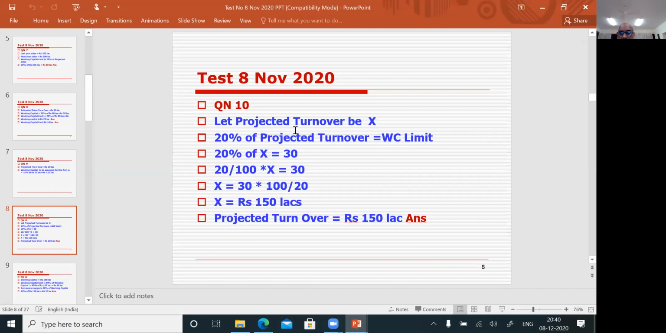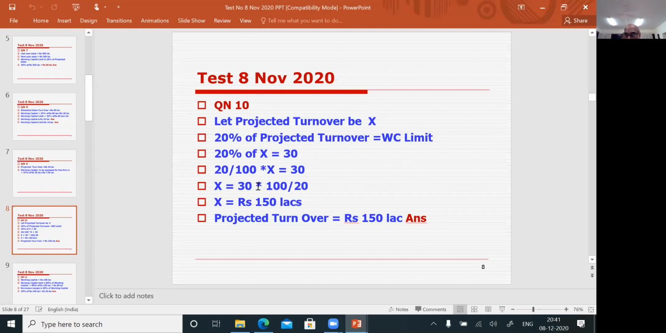All of you know the mantra: 25% of the projected turnover is the working capital, and 20% of the projected turnover is the working capital limit. Keep that mantra in mind. So 20% of X is equal to 30. What is X? X is equal to 150. 20% of X is equal to 30 means 20 by 100 into X is equal to 30. X is equal to 30 into 100 by 20.